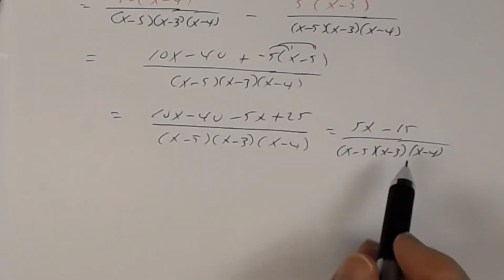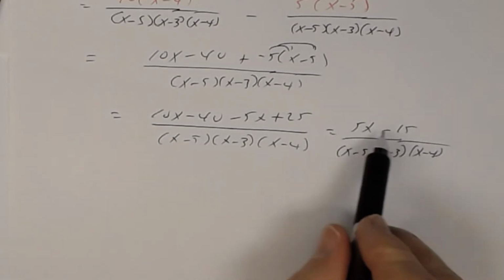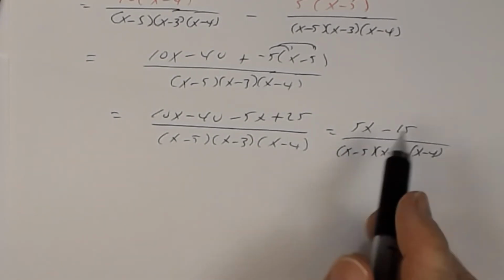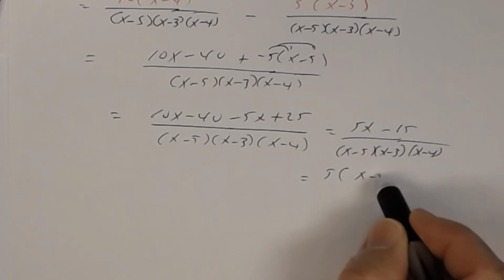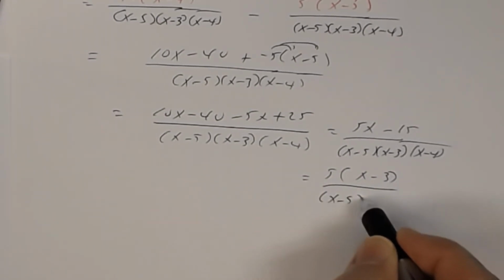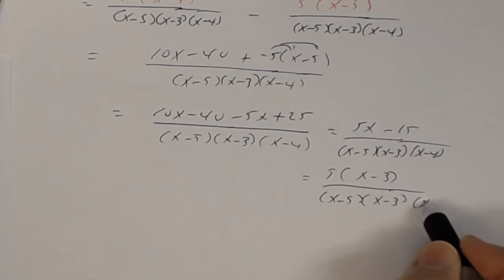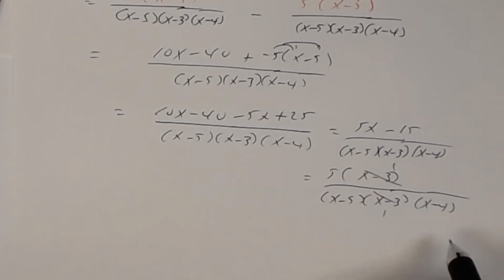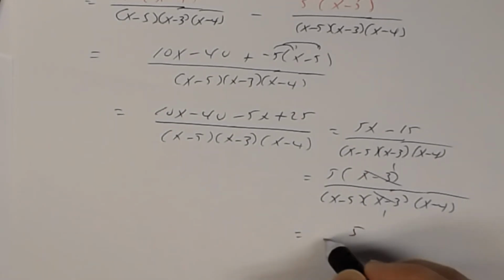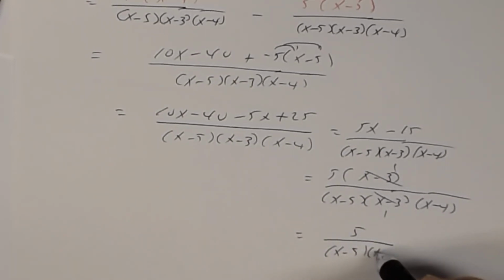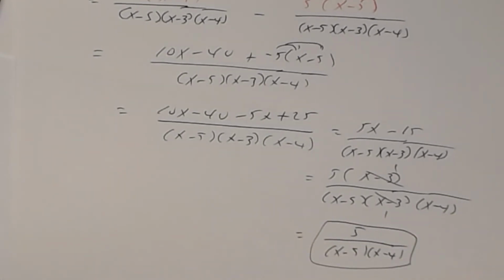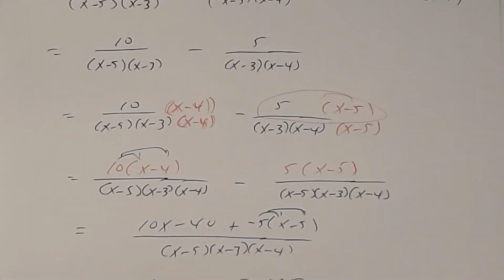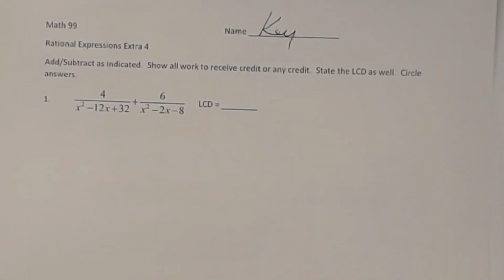Now remember, you've got to see if you can reduce this. I can factor the numerator. I can factor out a 5. So you have 5 times (x minus 3) divided by (x minus 5)(x minus 3)(x minus 4). And notice the factors of x minus 3 divide out. And so you get 5 divided by (x minus 5)(x minus 4). And there's your answer. Okay? So that is the key. That is the key to the worksheet extra number 4.